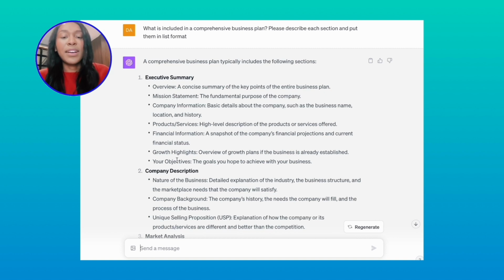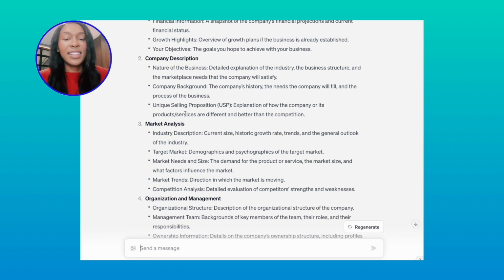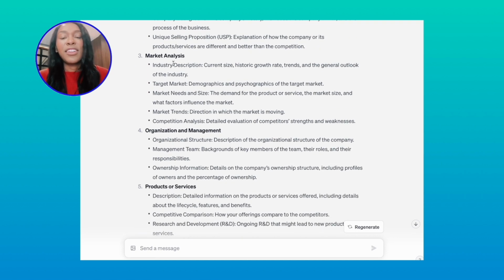Moving on, we have the company description. This is where you include the nature of the business, the company background, and your unique selling proposition. Moving on, we have market analysis. This is where you include the current size of your industry, historic growth rates, trends, and the general outlook of the industry. In addition, you want to talk about your target market. What do they look like? What do they wear? What do they care about? Lastly, you're going to talk about the market needs, size, and trends.